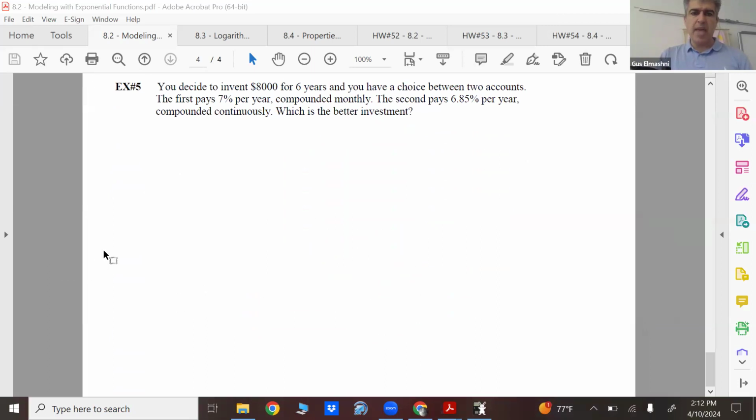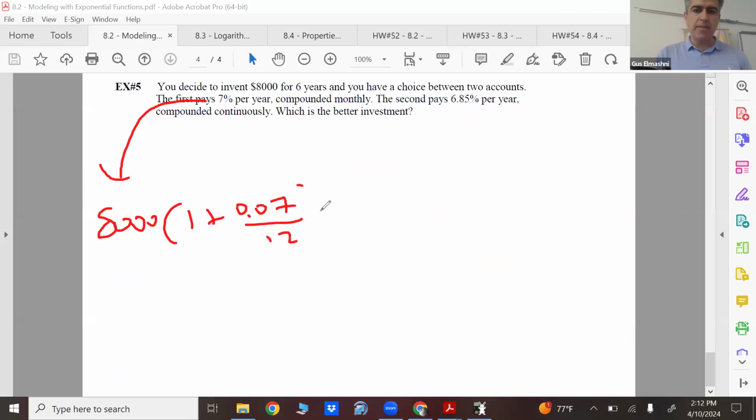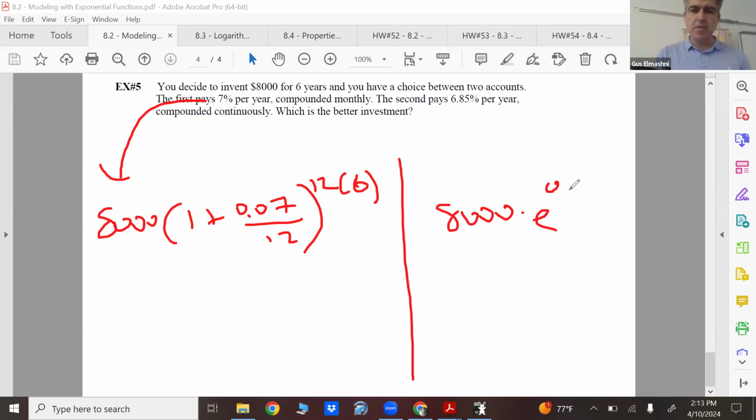Which one's a better investment? You're investing $8,000 for 6 years. Should you do 7% per year compounded monthly, or a smaller percentage rate but compounded continuously? Which one's a better investment? So if you do 8,000 times (1 plus 0.07 divided by 12) to the power of 12 times 6, or 8,000 times e to the 0.0685 times 6.